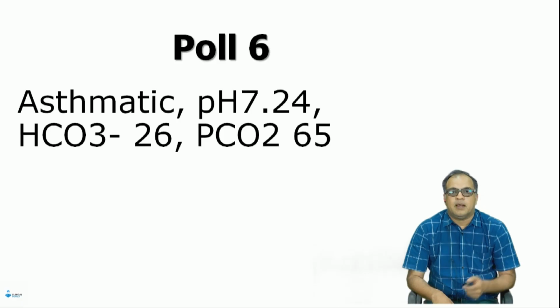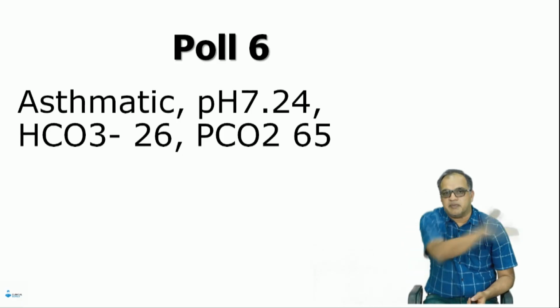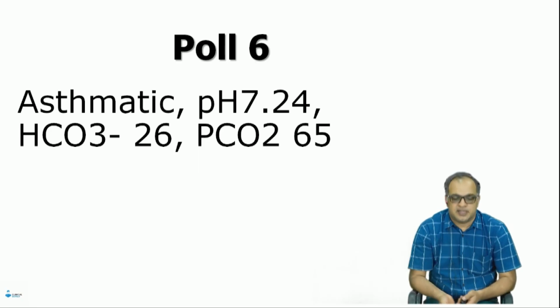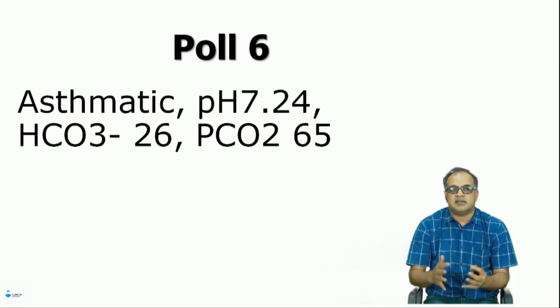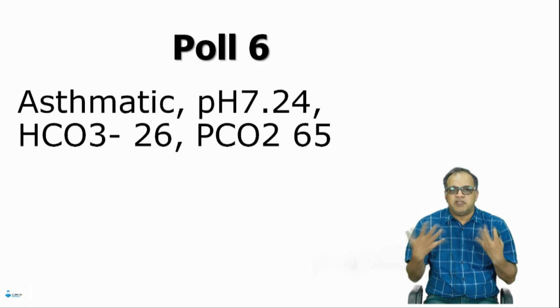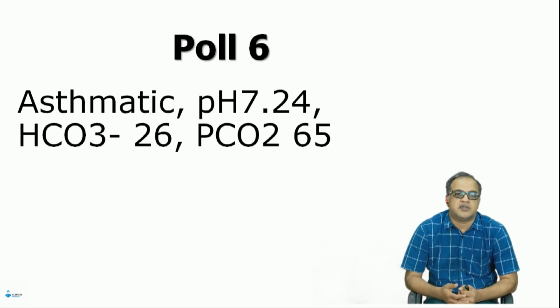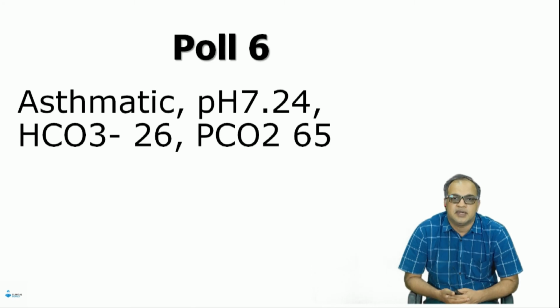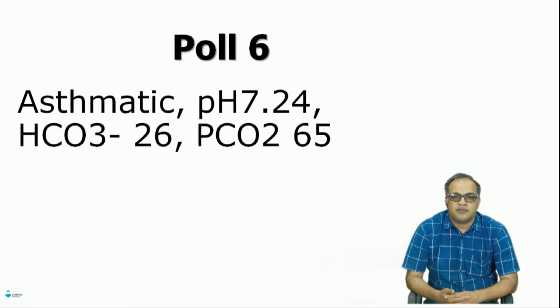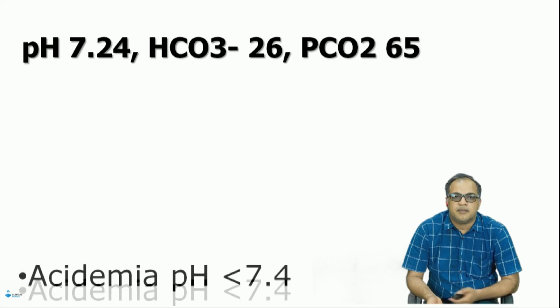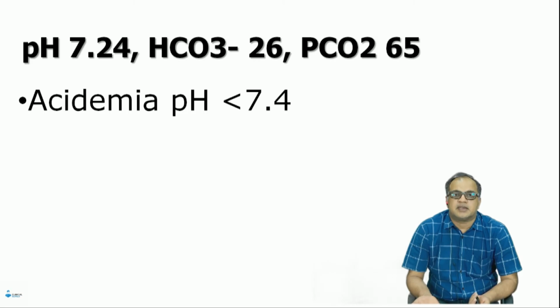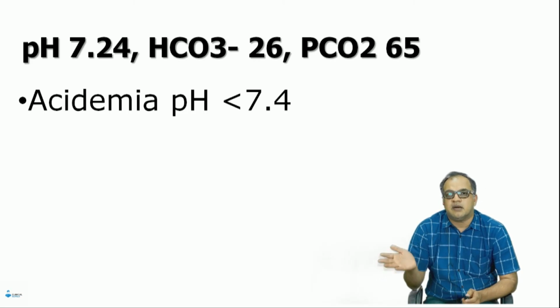Now this is not a poll. I could not make a poll out of that, but let's solve it here only. There is an asthmatic. He is admitted with a very severe breathing difficulty. His pH is 7.24, bicarbonate is 26, PCO2 is 65. Let's see. Is the pH acidemic or alkalemic? It is acidemic, less than 7.4. Bicarbonate is in the direction of alkalemia, PCO2 is in the direction of acidemia.